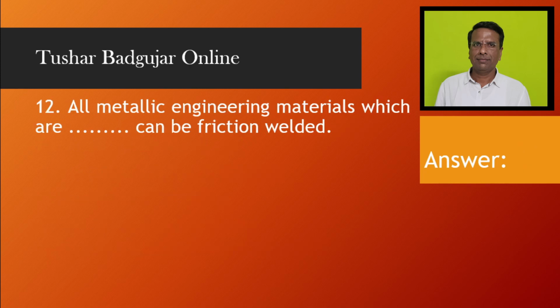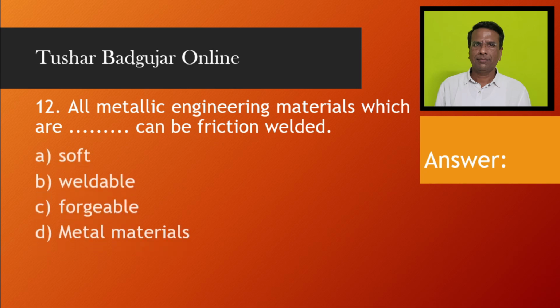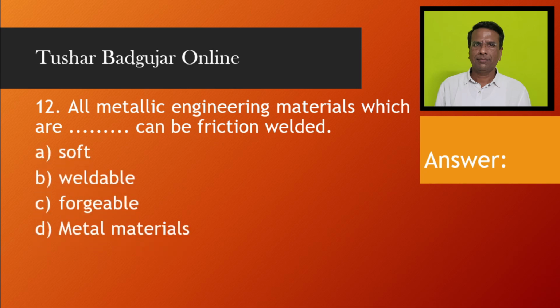All metallic engineering materials which are dash dash can be friction welded. Soft, weldable, forgeable, metal materials. And the answer is forgeable.